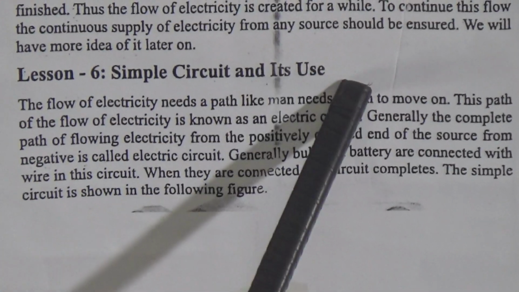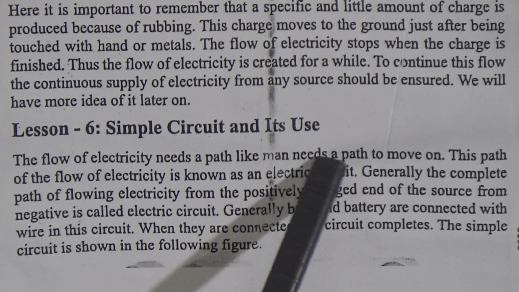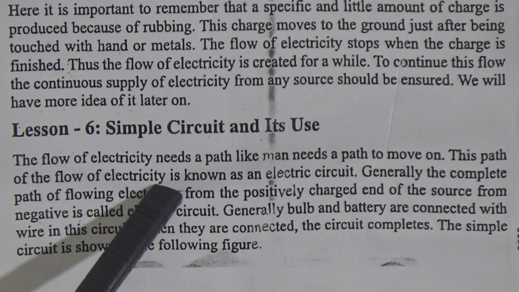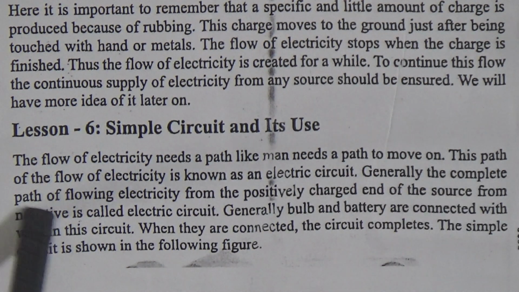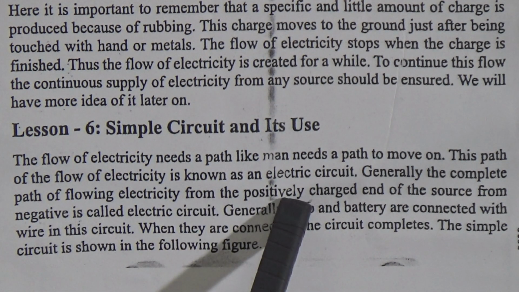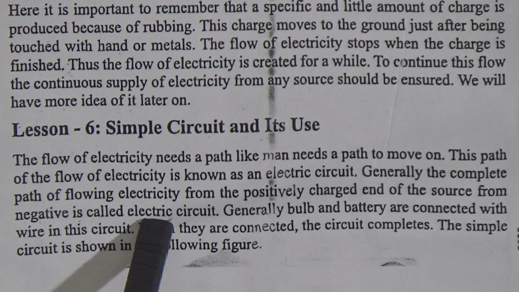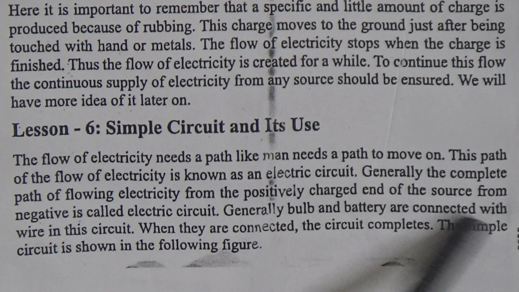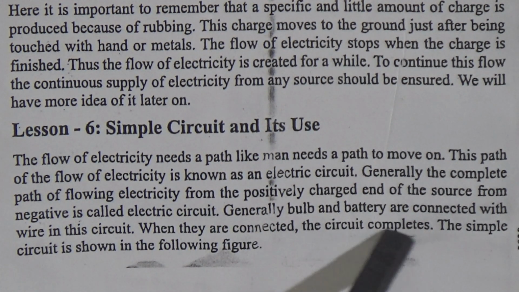Now, we will discuss lesson 6, simple circuit and its use. The flow of electricity needs a path like a man needs a path to move on. This path of the flow of electricity is known as an electric circuit. Generally, the complete path of flowing electricity from the positively charged end of the source to the negative is called an electric circuit. Generally, a bulb and battery are connected with wire in this circuit. When they are connected, the circuit completes.